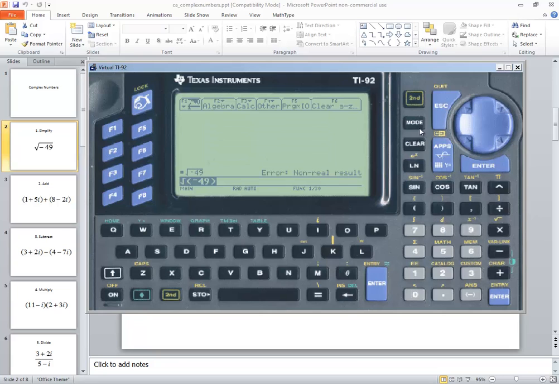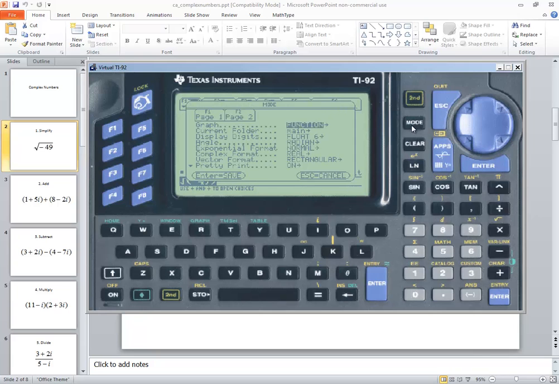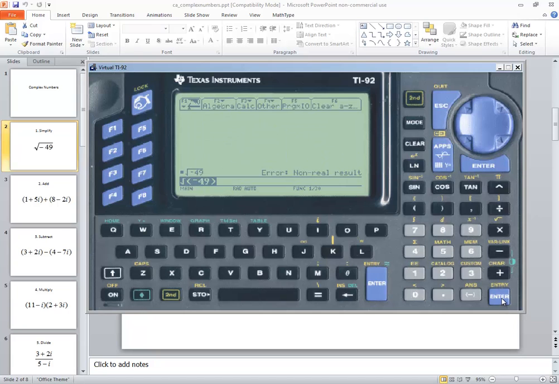If I go into mode, here's the mode button, and do a down arrow, you see there's a complex format down here that says real. If I right arrow over, then I can do a down arrow and choose rectangular and then press enter. And then I press enter one more time to save that. And now if I do an enter on this square root of negative 49, it gives us 7i. So that's how you set up your calculator such that you can get results in that form.